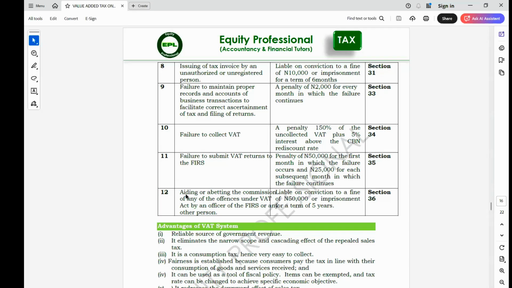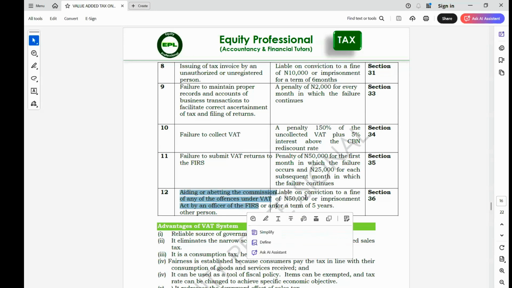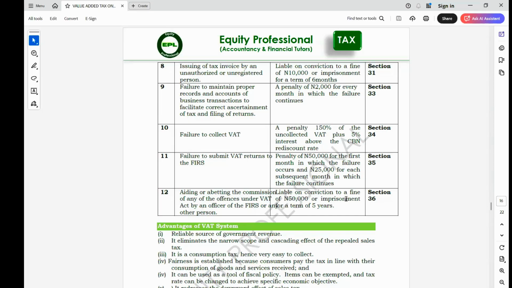So when you are aiding or abetting the commission of any of the offenses, so when you are conniving with an officer of FIRS to commit an offense by reducing their tax liability, you are liable on conviction to a fine of 50,000 or imprisonment for a term of 5 years, whichever the tax authority deems fit. So those are the penalties and offenses that are available under the Value Added Tax Act. So you may be asked.